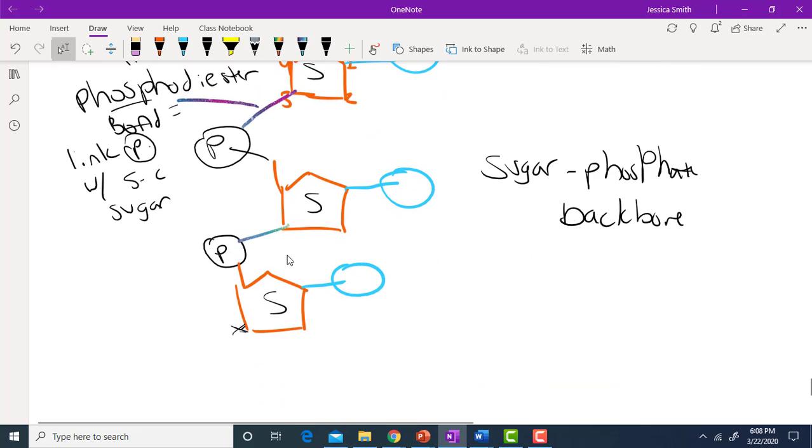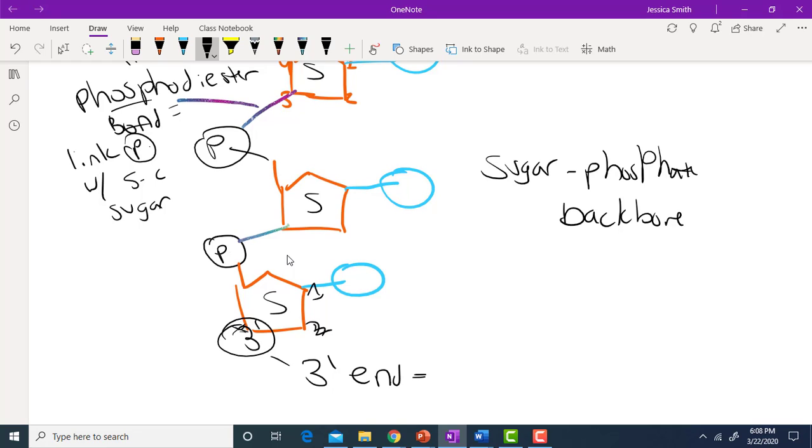The opposite end, there's no phosphate here. Remember, this is carbon 1, 2, this is 3. So this end we call the 3 prime end. The 3 prime end is the one where there's no phosphate, and you just see the sugar at the end of the molecule.